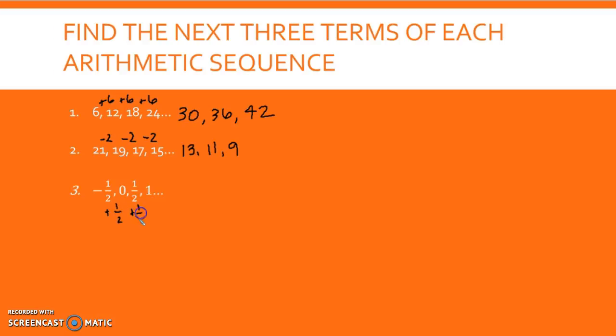And for the last one, negative 1/2 to 0, I'm adding a half. 0 to 1/2, I'm adding a half. And 1/2 to 1, I'm adding 1/2. So my common difference is 1/2. So my next terms would be 1.5, 2, and 2.5. Okay, or you could write that as improper fractions. That would be 3/2, 2, and 5/2. Doesn't matter which.